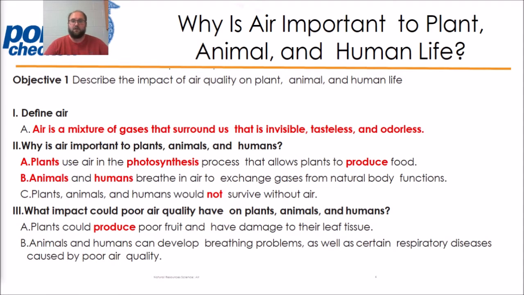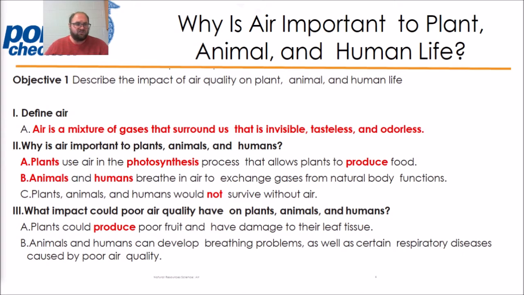So what impact could poor air quality have on plants, animals, and humans? Well, with bad air quality, plants could produce poor fruit and have damage to their leaf tissue. So bad air quality can actually harm plants and cause the fruit to be bad. It can also cause fruit to be sterile in plants, meaning that the plant doesn't reproduce and create more seeds. Humans and animals can also develop breathing problems, which can develop into respiratory diseases caused by poor air quality.